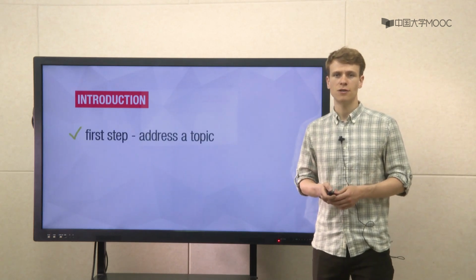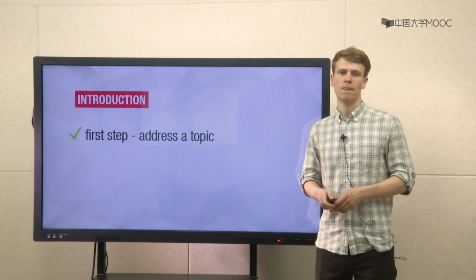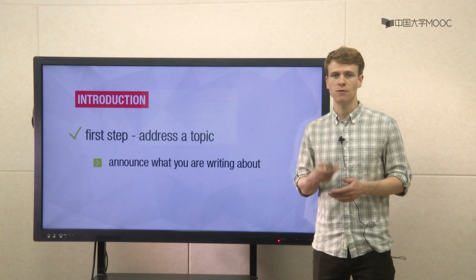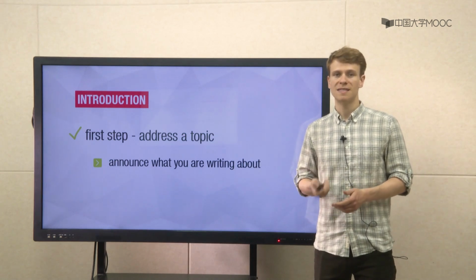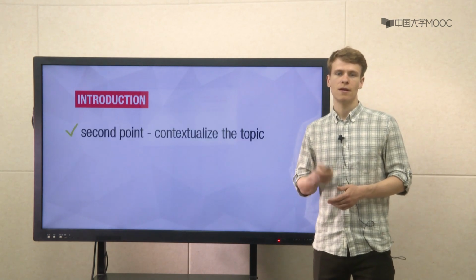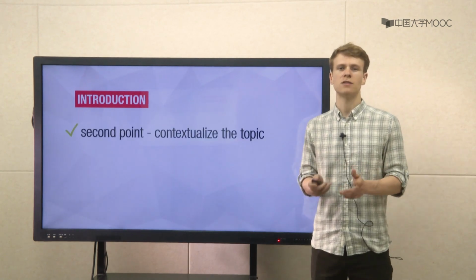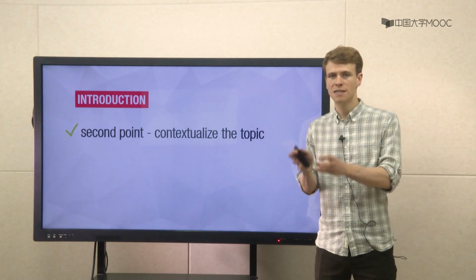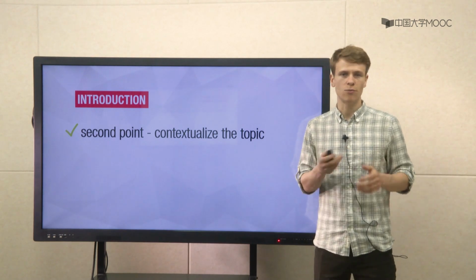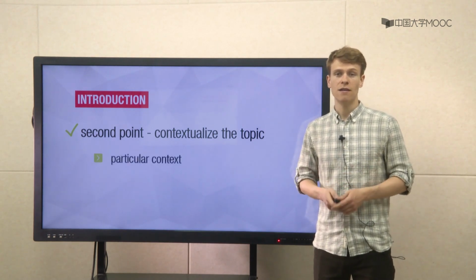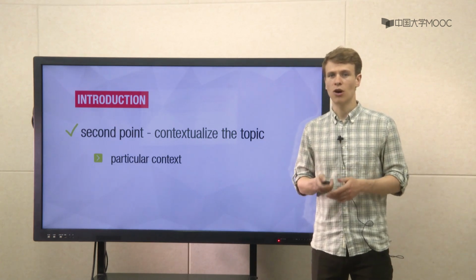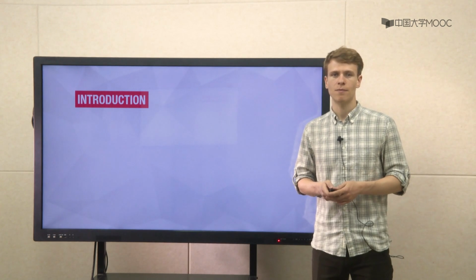The first step of your introduction is to address a topic. One of the important functions of an introduction is to announce what you are writing about to your readers. The second point you should consider is to contextualise the topic. The contextualisation should consider the topic with regard to a particular context, such as the historical, economic, political, or social background. Then, the introduction should identify gaps in the existing literature regarding the particular context and topic.